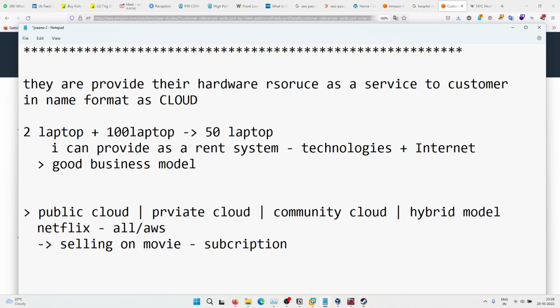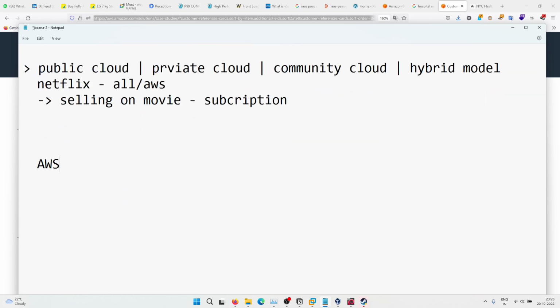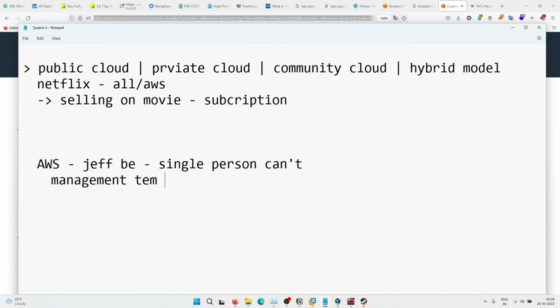To provide this management part, because AWS is one company, and this is not one person. So this is a single person, and a single person cannot handle the whole thing. You can see we require a management team. So that management team will be part of that.